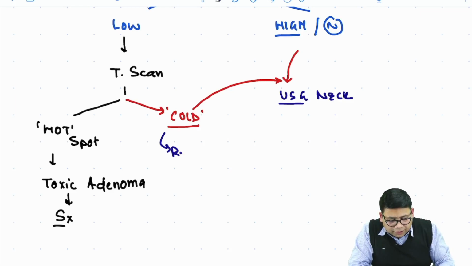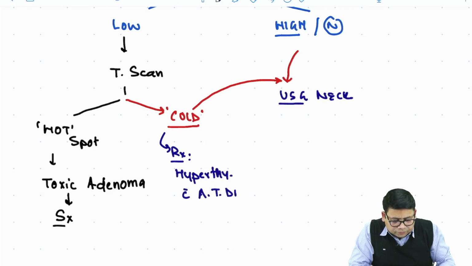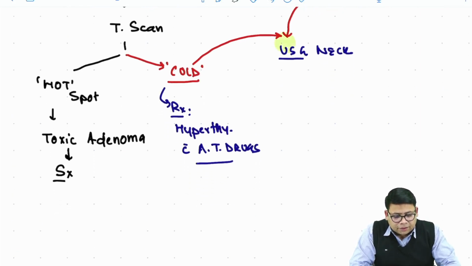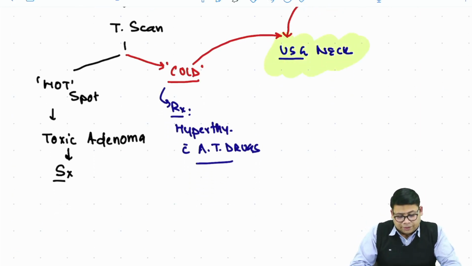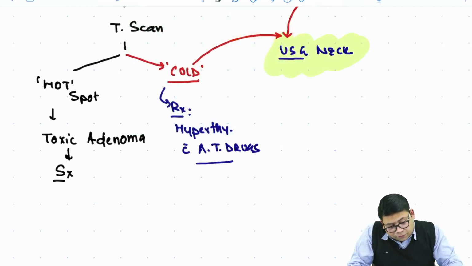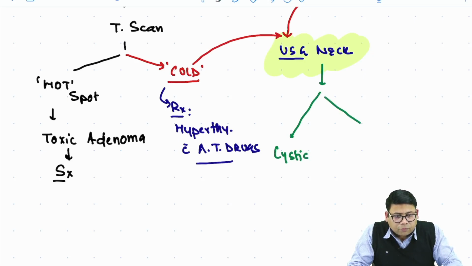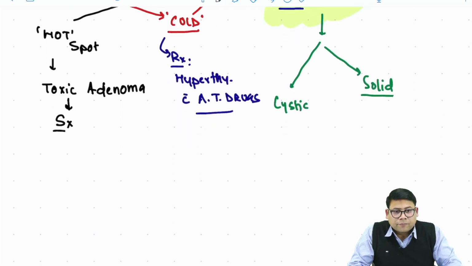Meanwhile, you will treat hyperthyroidism with anti-thyroid drugs here. So let us move forward. Now you go for USG neck. Now how to evaluate this USG neck? In this you will check whether it is cystic or whether it is solid. Both of them are very important. Whether it is a cystic swelling or a solid swelling.